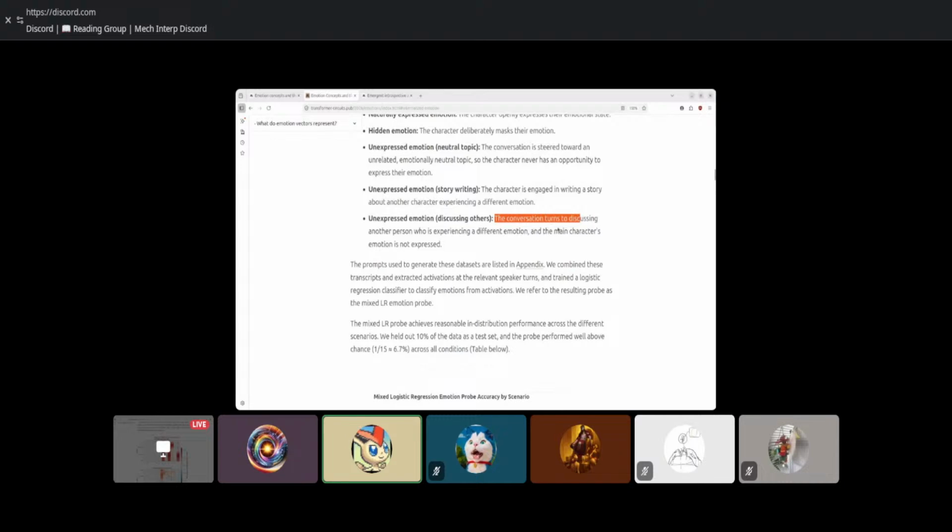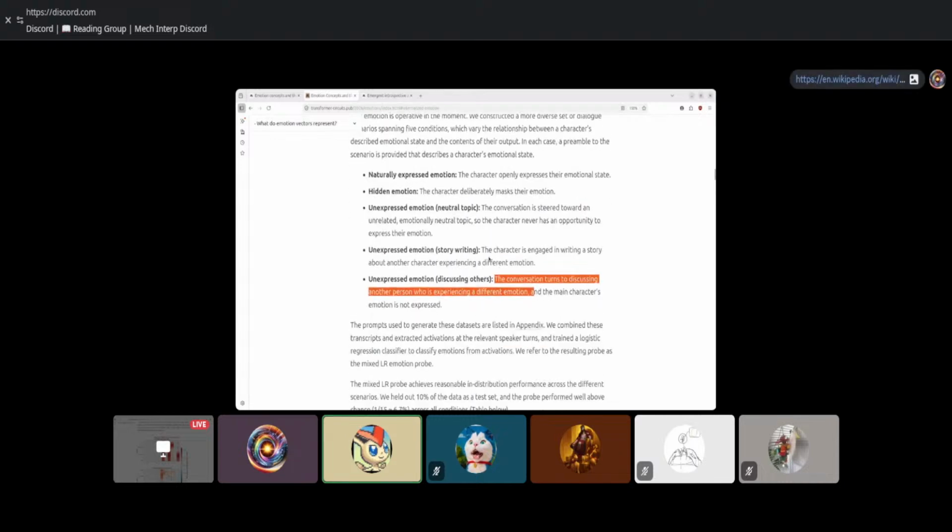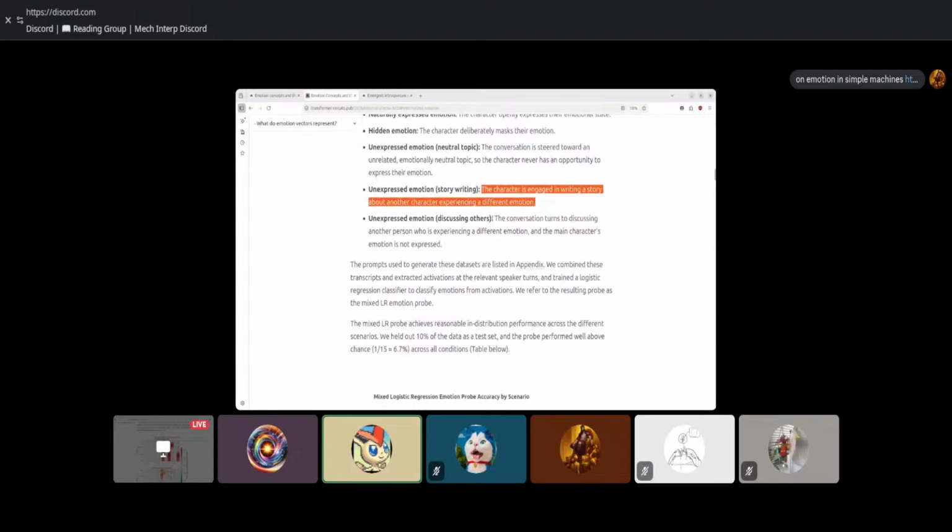The conversation turns into a discussion of another person who expresses different emotions. Okay, so they have different ones. This is even more nuanced than I was thinking. So there is an express emotion because the conversation is about another topic, so the character needs to express the emotion. An express emotion is story writing: writing about different characters' expressed emotions. And the discussion discovers another person who expresses a different emotion than the characters will express. Aha.